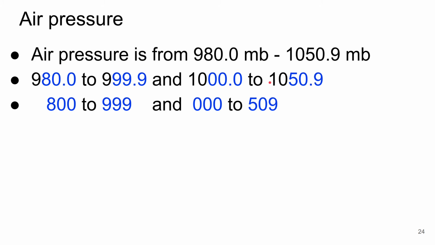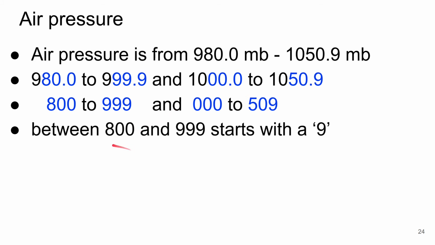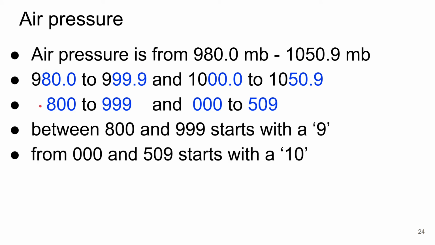In fact, there's 2 things that are going to make this really easy for you to actually calculate. Well, there's no calculation. You just add either a 9 to the front or a 10 to the front. So if the number on the map is between 800 and 999, then you know the air pressure is between 980 and 999. You're going to stick a 9 to the front. If on the map it's between 000 and 509, then you know you got to stick a 10 on the front end. So if it was 000, stick a 10 to the front, move the decimal place over, and you've got 1000.0 millibars.